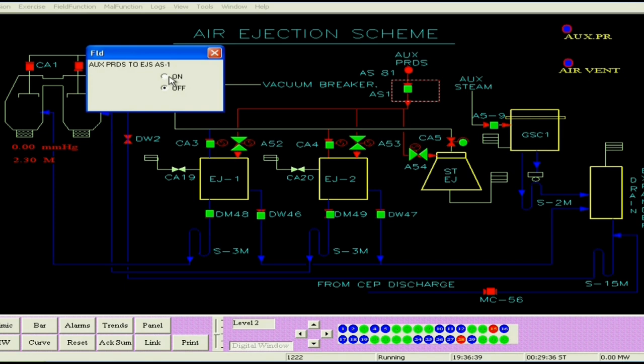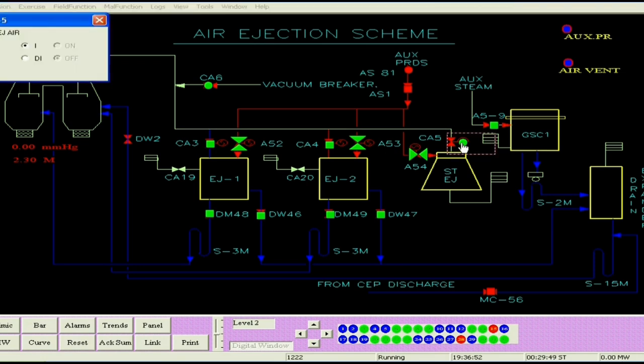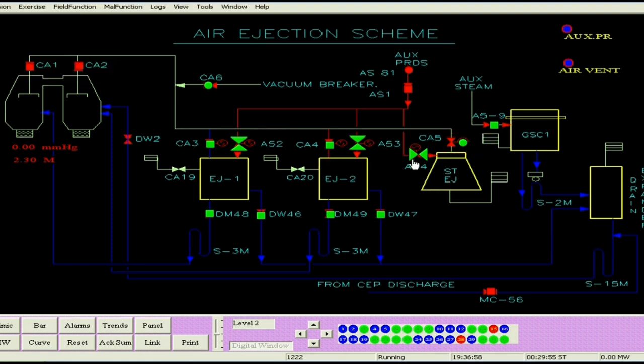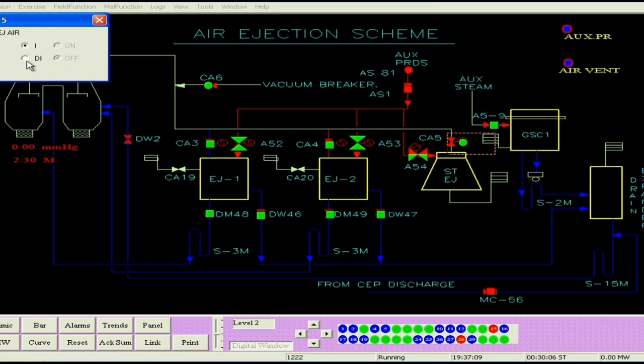We open the AS1 also, that is the steam supplying valve to the ejectors. Now we open the starting ejector air valve CA5. Before opening that, we open the steam valve of the starting ejector, that is AS4, 50%, and then we open the air valve CA5.